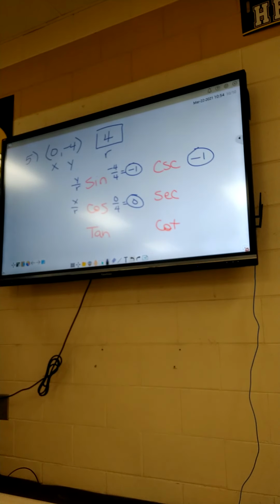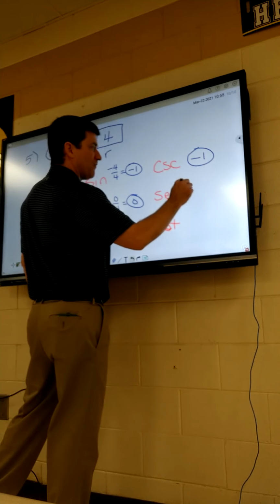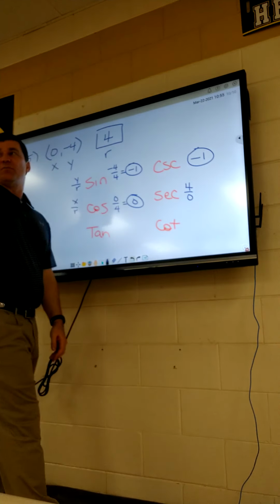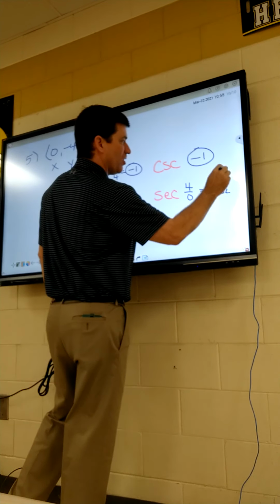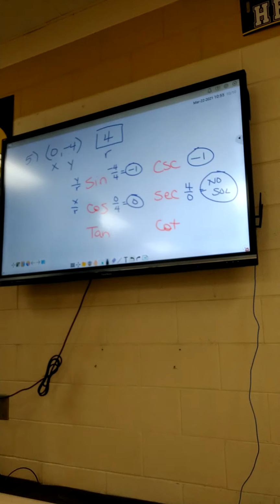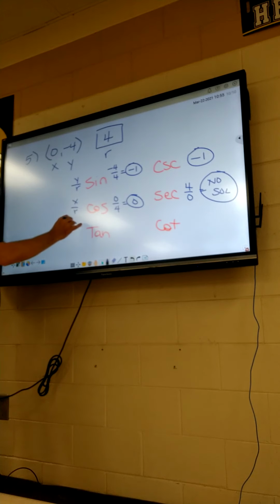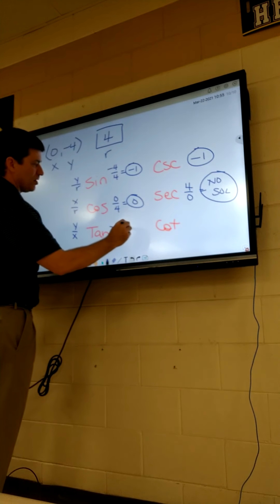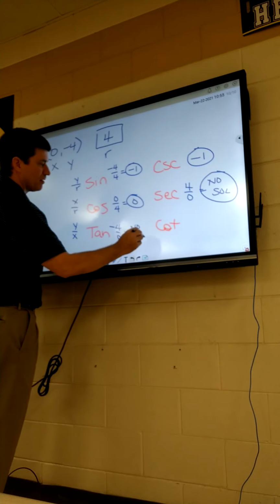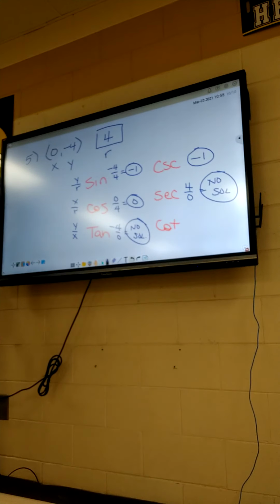All right, now, flip it. 4 over 0. You get 4 over 0, and you can't have 0 on the bottom. That's no solution. Remember, if 0 is below the line, it's undefined. All right? Jude, formula for tangent. What is it? All right, so that's negative 4 over 0. So I got a no solution there. All right, what about when I flip it?